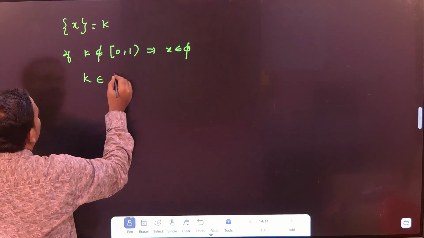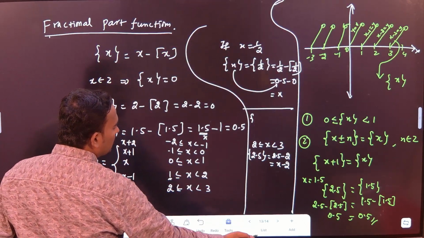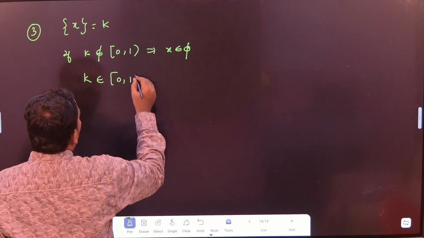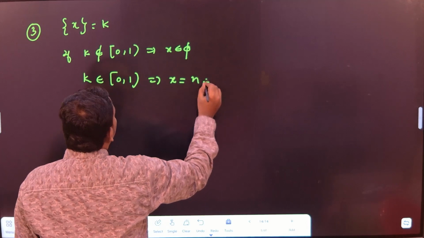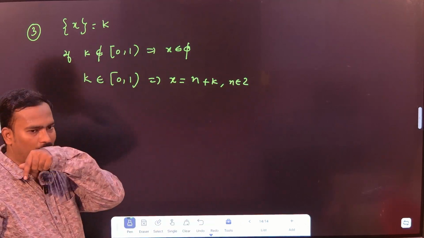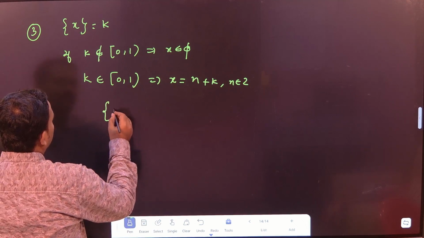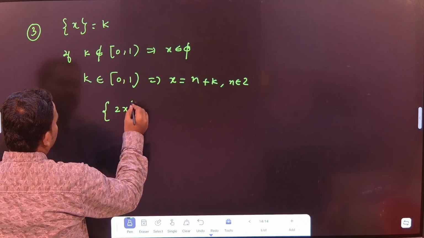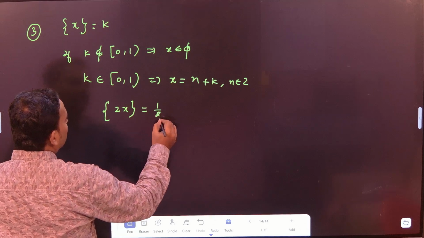Suppose k is 1, you can take this as the second one, this as the third one. So if it lies in 0 to 1 you can take it, then how to write x? So n plus k you can write, where n belongs to integers. Understood? For example, if I take the fractional part of 2x, let's take it equal to 1 by 2.